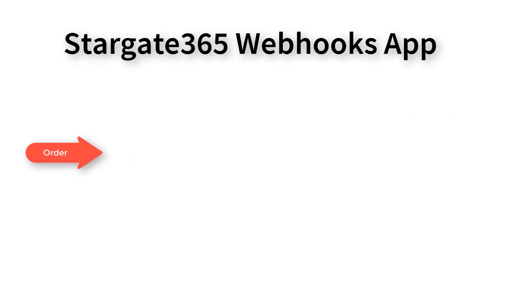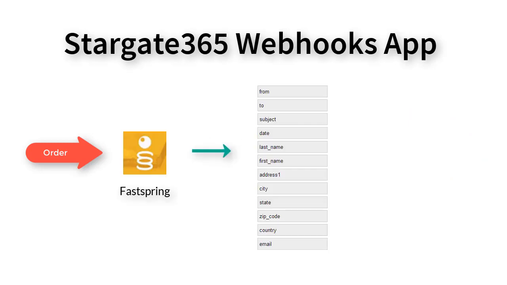This tutorial will show you how to easily move order information automatically from one app to other apps. We will use Fastspring to send the order to the Stargate 365 Webhooks app and then on to Google Sheets, but you can also send it to a database, a CRM program, or other apps. You only have to set it up once. All future orders will be automatically updated in your Google spreadsheet.